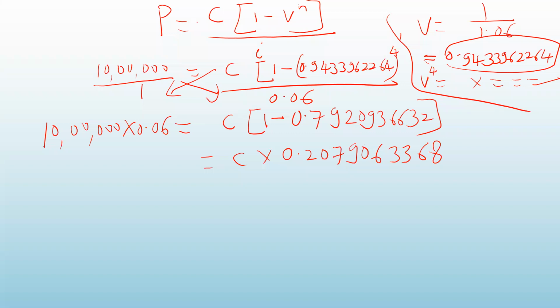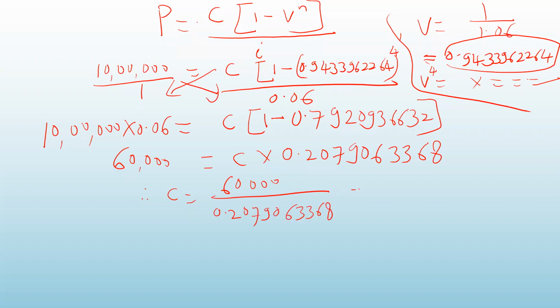Okay. And what is your left side? 10 lakhs multiplied by 0.06. That gives you 60,000. Now you have to simplify this and find the value of C. So what will be the value of C? This number you have to shift to the other side. There's a multiplication between these two numbers, C and this. So when you shift it to the other side, it will divide. So 60,000 divided by 0.2079063368.